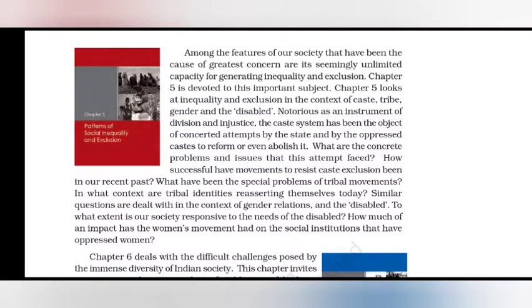Among the features of our society that have been a cause of greatest concern are its seemingly unlimited capacity for generating inequality and exclusion. Chapter 5 is devoted to this important subject. Chapter 5 looks at inequality and exclusion in the context of caste, tribe, gender, and the disabled.